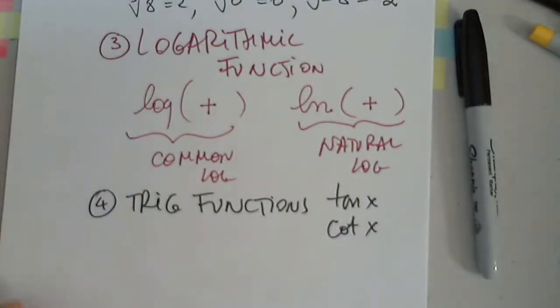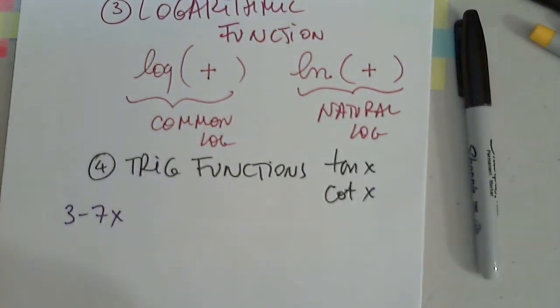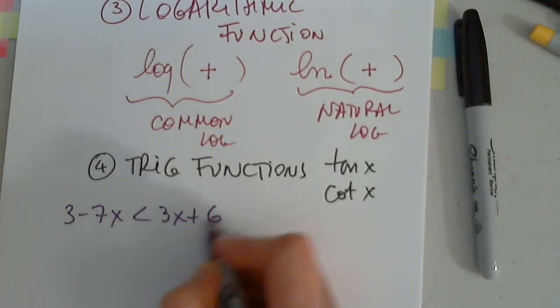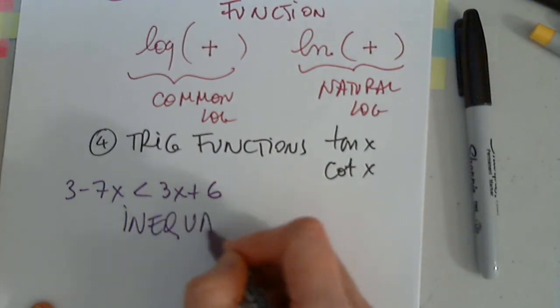Can we go over 3D, the inequality? Please. So the inequality is 3 minus 7x less than 3x plus 6. This is not an equation. This is an inequality.